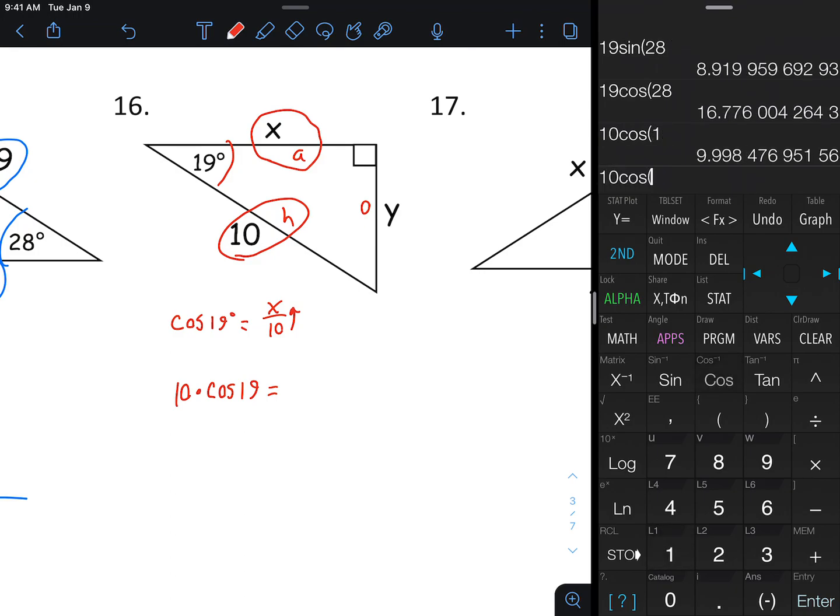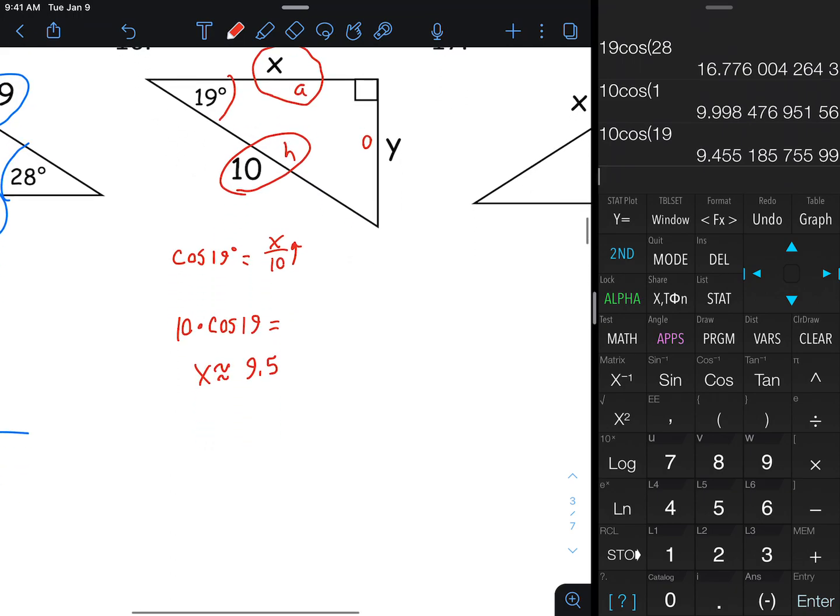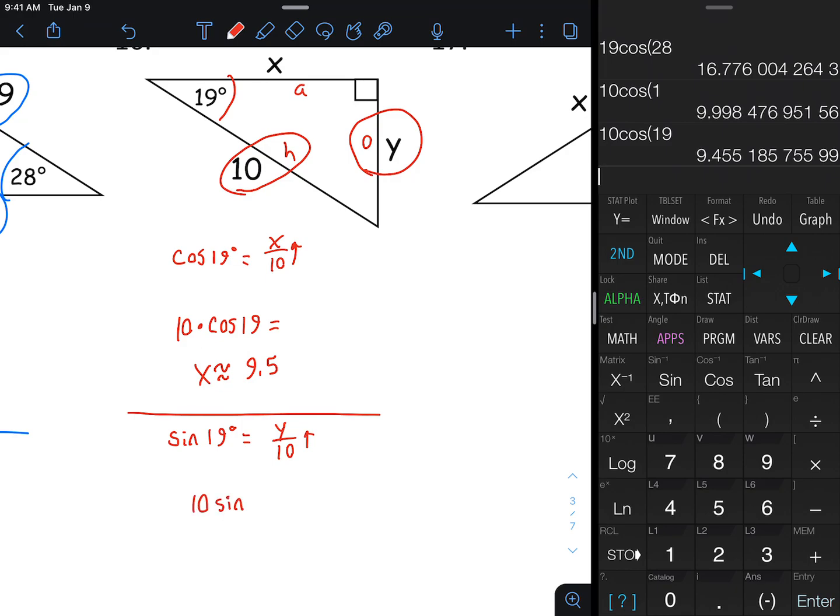Okay, so x is roughly 9.5 after you round right there. So that'd be good to go. And then let's do the same process here for y. For y, you are going to use the O and H, that'll be sine. So it'll be sine of 19 degrees equals y over 10. Multiply both sides by 10 right there, that's 10 times sine 19.